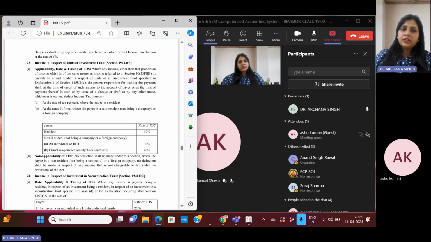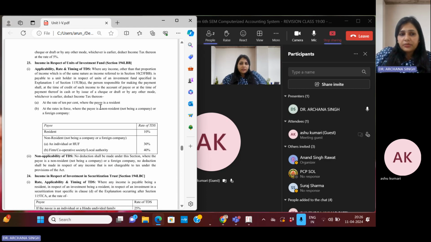Investment funds के case में जो applicability, rate and timing of TDS है, what it is? Where any income, other than the proportion of income which is of the same nature as income referred to in section 10(23FBB), is payable to a unit holder in respect of units of an investment fund specified in Explanation 1 of section 115UB(A), the person responsible for making payment shall, at the time of credit of such income to the account of the payee or at the time of payment thereof in cash or by issue of cheque or draft or any other mode, whichever is earlier, deduct TDS. किस rate पे? At the rate of 10% where the payee is resident.